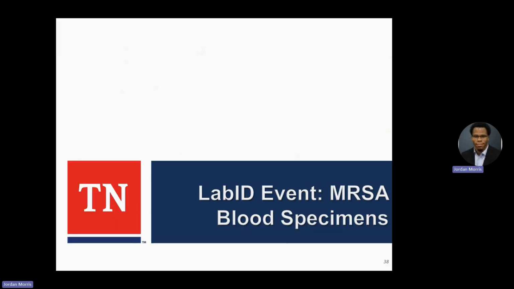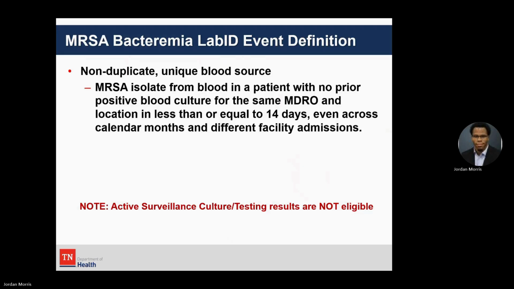Now let's talk about MRSA blood specimens. A MRSA LabID event is a non-duplicate unique blood source isolate. For further clarification, this is a blood isolate from the blood of a patient with no prior positive MRSA blood specimen in their particular location in the prior 14 days, even across calendar months. The day of specimen collection is considered day one for this determination.